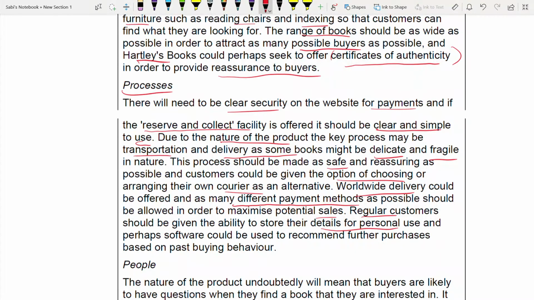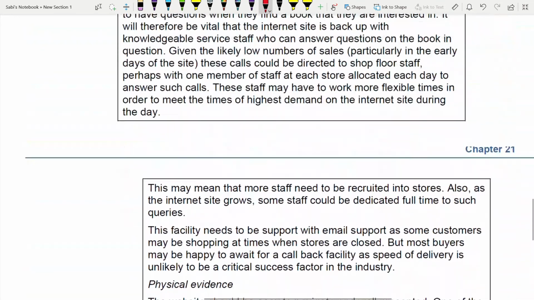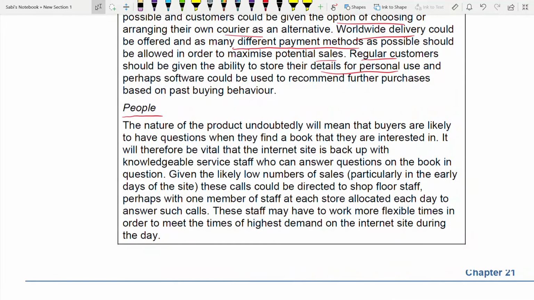For people, next is people. I think this is the last P. No, physical evidence we have. Okay, people. When we are talking about people, we are talking about staff basically. Think, in the book industry, customers will come and ask questions, right? Or even if they don't ask questions from you, they will go online and search questions about that book if they are interested in it. So for that, make sure that your internet site is backed up with knowledgeable service staff, so that if any question is asked, they can answer on the book.